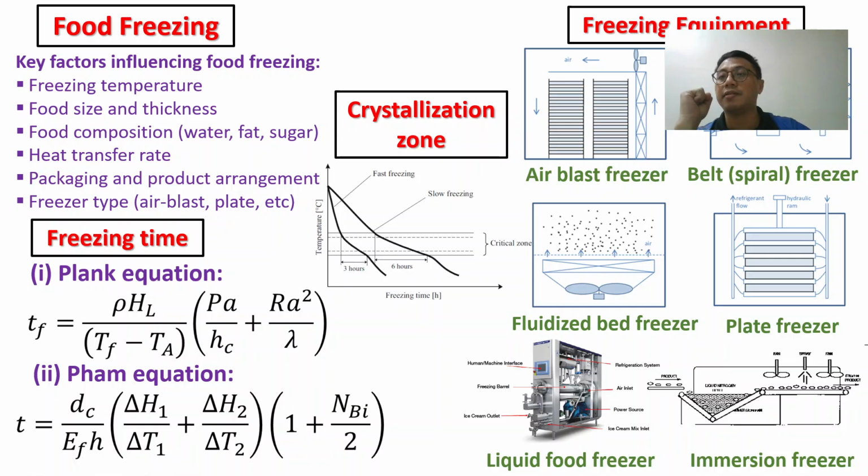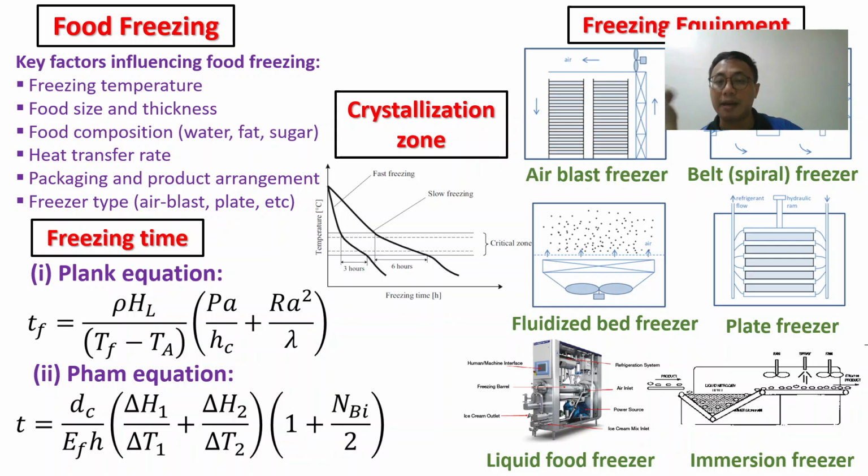It can be a different type of belt, just to move the product around. This is the spiral one. The product actually spins around in the belt so that it is exposed to the cold air uniformly. So we can freeze the product easily and get the frozen product at the end.